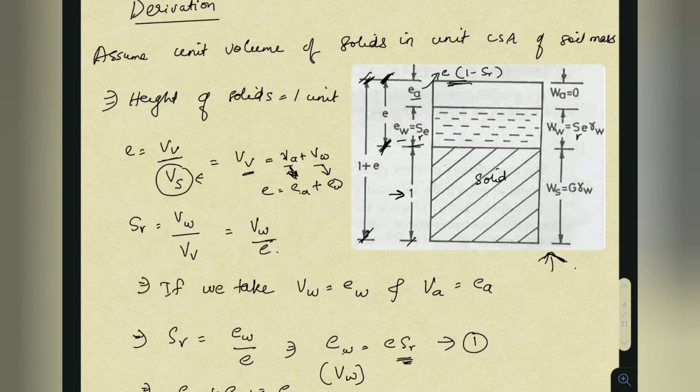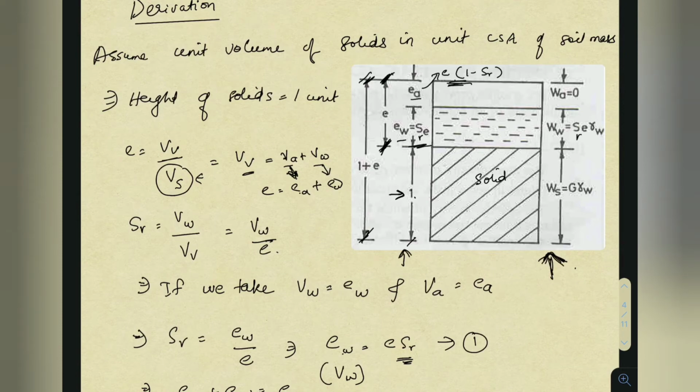So then all values we have put in this diagram: e into 1 minus Sr, e Sr, and here it is one value. So this figure on the volume side is clear, right? Now we have to derive some terms for weight to put here on the right side.